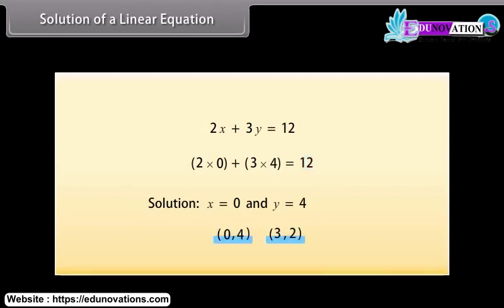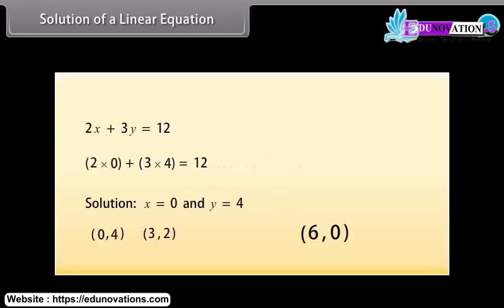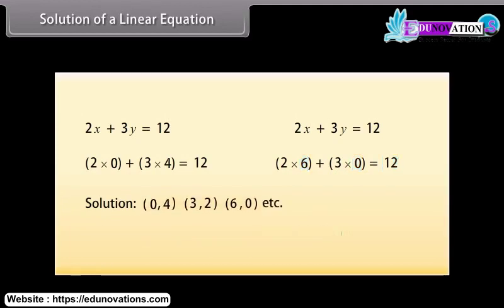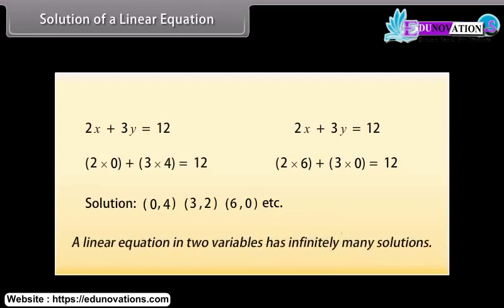We have found at least two solutions for this equation. Can you find any other solution? Is (6, 0) also a solution of this equation? Yes, (6, 0) is also a solution because when you substitute x as 6 and y as 0 in the equation, you find that the answer becomes 12. Similarly, many other solutions can be taken from this single equation, and there is no end to different solutions of a linear equation in two variables. Therefore, we can say that a linear equation in two variables has infinitely many solutions.